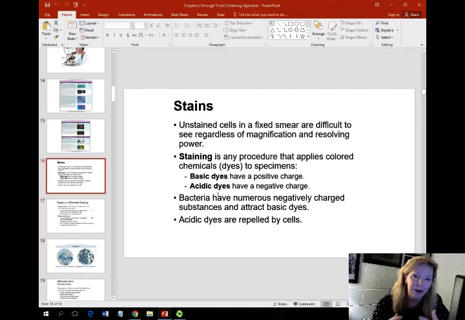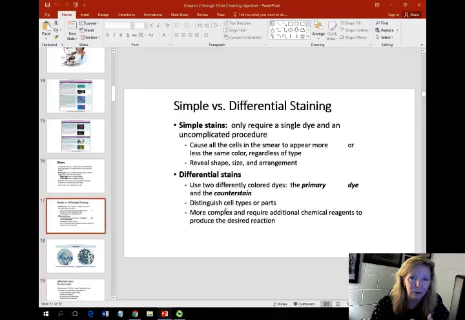So there are many different types of stains. There are simple stains and there are differential stains. But what I'd like you to know basically from this is that we use the stains to inspect these microbes and to be able to see details about them. That again helps to get us to that identification as quickly as possible.